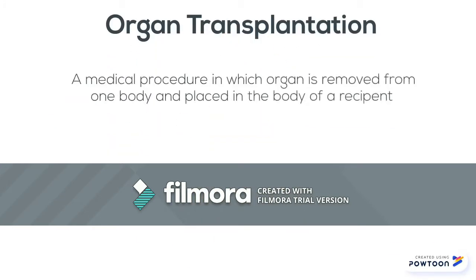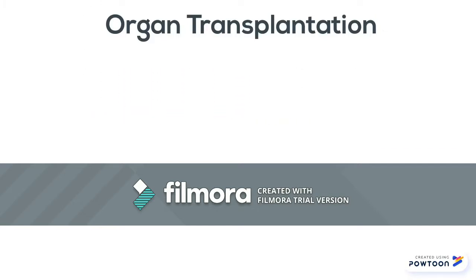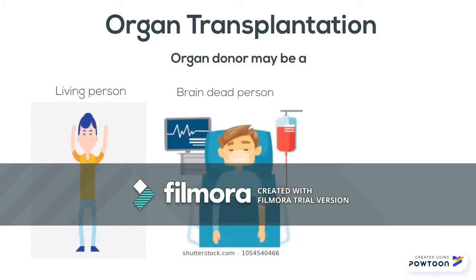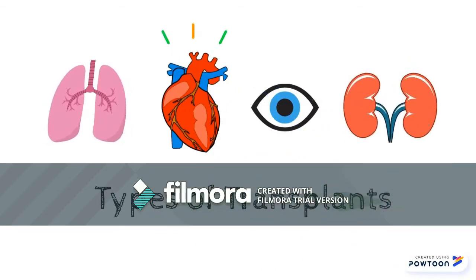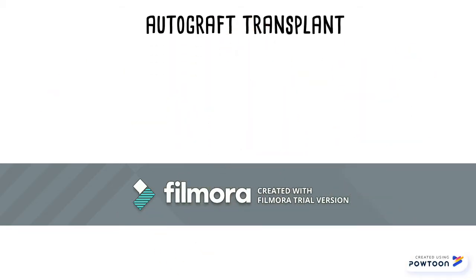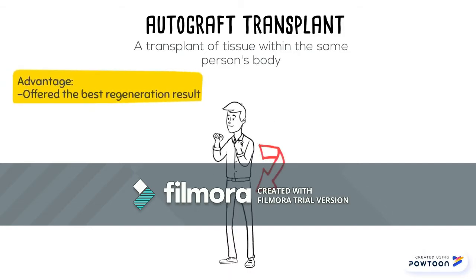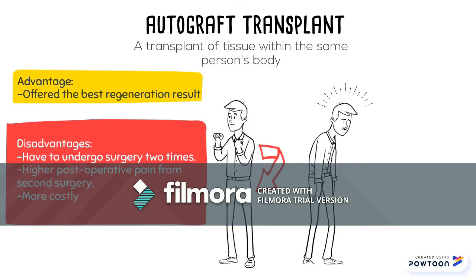Organ transplantation is a medical procedure in which an organ is removed from one body and placed in the body of a recipient. Organ donors may be a living person, a brain dead person, or a dead person. There are several types of transplant, and the first one is autograft, a transplant of tissues within the same person's body. The advantage is that it offers the best regeneration result, but the disadvantages are having to undergo surgery two times, higher post-operative pain from the second surgery, and the surgery is much more costly.